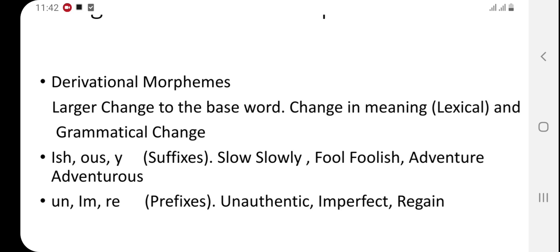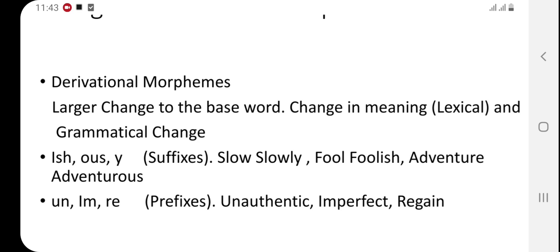So their grammatical category is changed. Slow is a verb and slowly is an adjective. Fool is again a noun and foolish is an adjective. So the grammatical category is actually changed. When grammatical category is changed, their meanings are also changed. So the base word is actually changed. When we attach ly to slow, it gives us another meaning and another grammatical category. And when we do not attach ly, it gives us another category of meaning. So keep this in your mind.